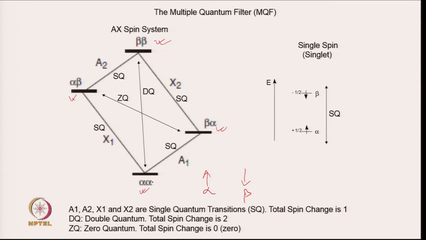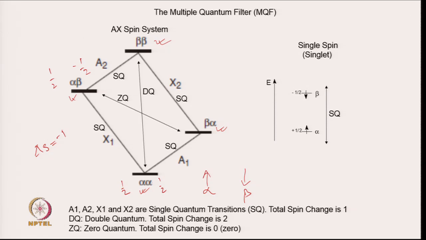And now if you go from alpha alpha to alpha beta, this transition corresponds to a change in spin, delta S equal to 1. So, basically you are going from half to minus half. So, delta S is minus half, so delta S is minus 1.